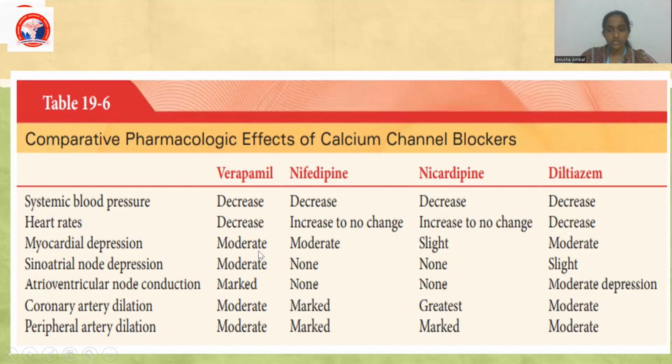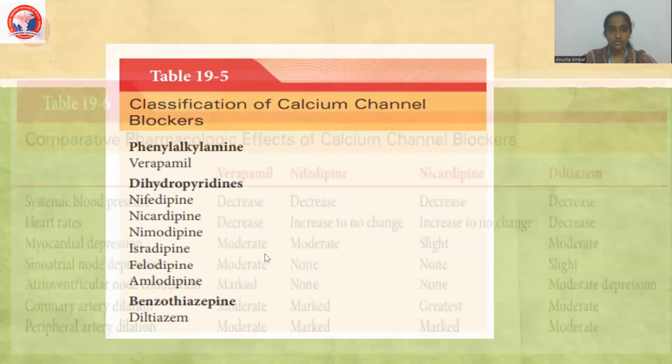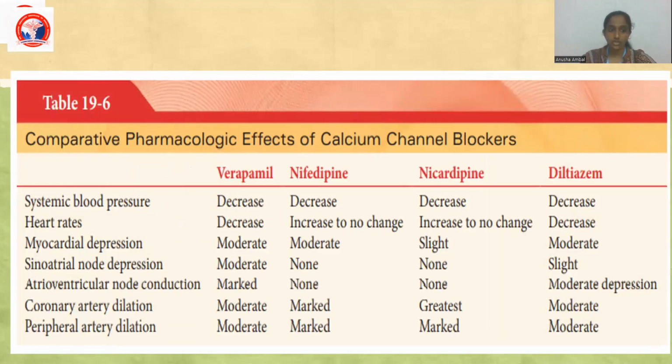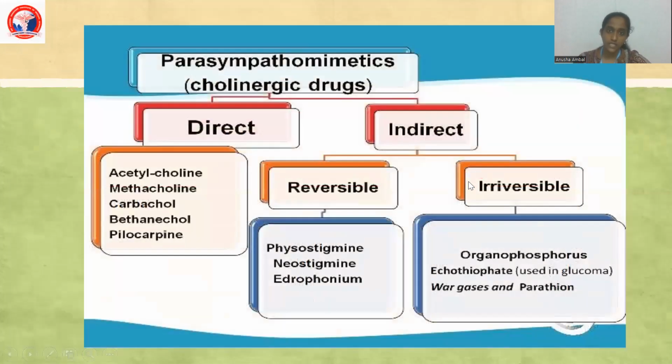Actually, among these, dihydropyridines won't have action on the SA node or AV node, whereas verapamil and diltiazem have action on the SA node and AV node. They cause a depression. So whenever you use verapamil or diltiazem, there will be a mild decrease in heart rate. That is not true with dihydropyridines.